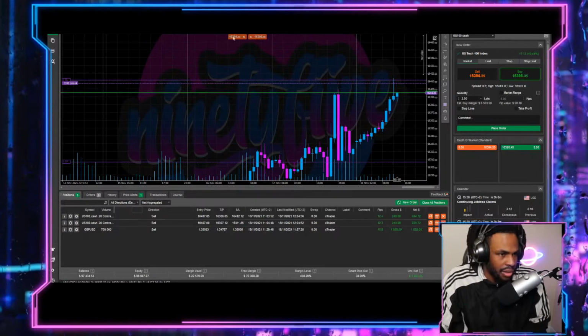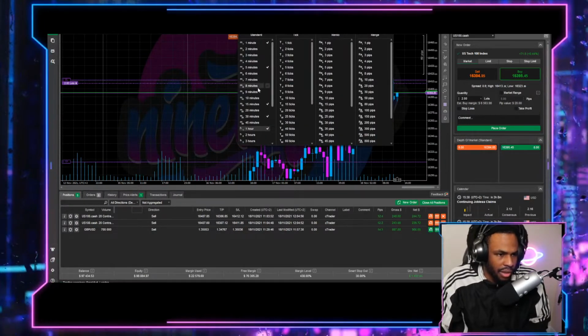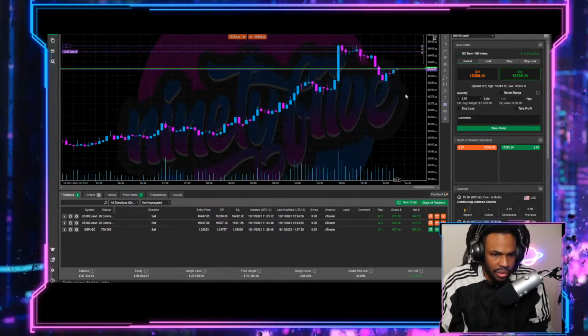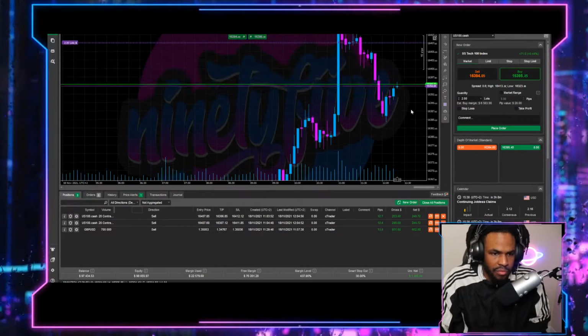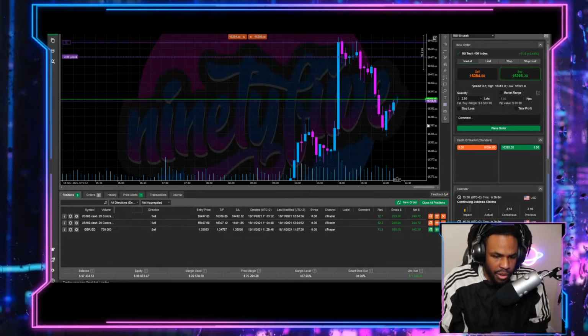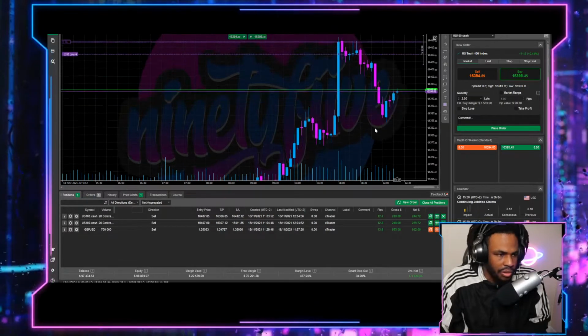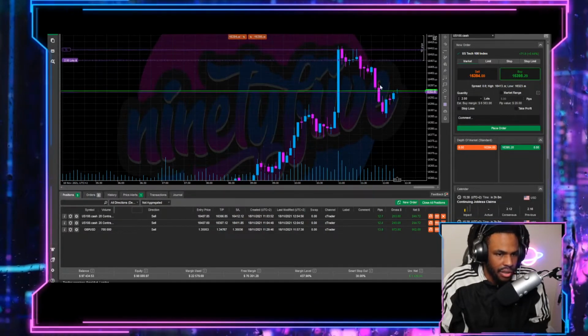But yeah, it looks like prices are retracing a little bit. This is the 1 hour. Let me go back on the 5 minute. But yeah, so we're still holding them both. So this is the Nasdaq trade.